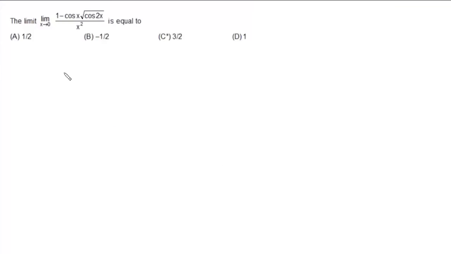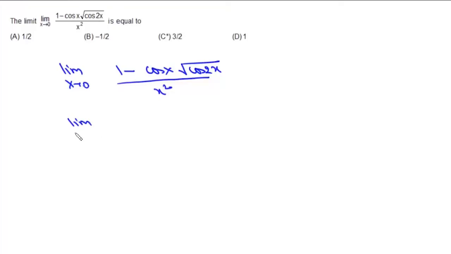Now here the question is, we need to solve this limit: limit x tends to 0 of (1 minus cos x into under root of cos 2x) upon x square. Now we'll solve this question using expansion. So we'll write this as limit x tends to 0, 1 minus, and then it will be 1 minus x square upon 2, and this one is 1 minus 2x square upon 2, and that will be 2x square whole to the power 1 by 2.